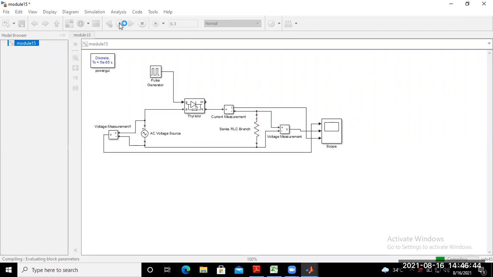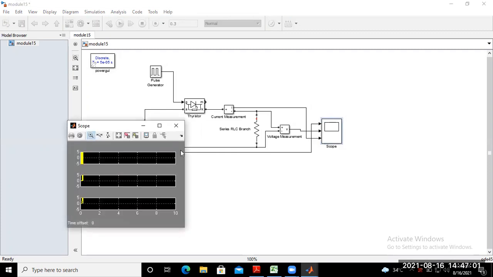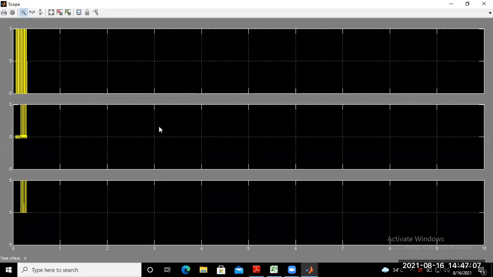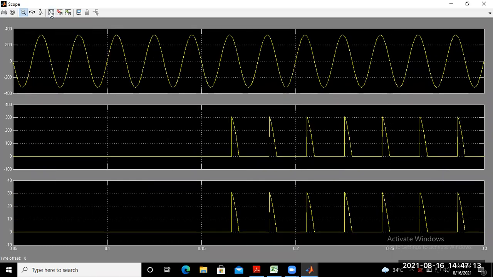So take some time for compiling your model. Yeah, if you click on the scope, then you will be able to visualize your output voltage waveform. And this one is your auto scale. So gate pulse provided according to that.